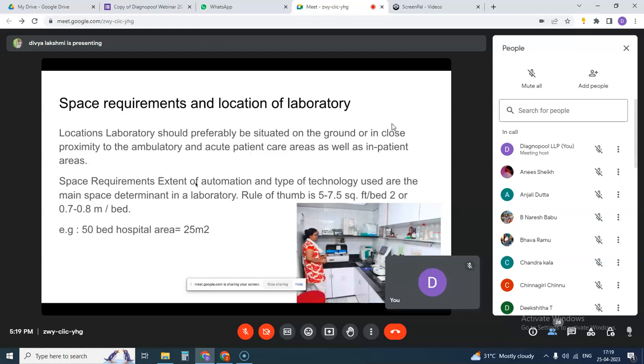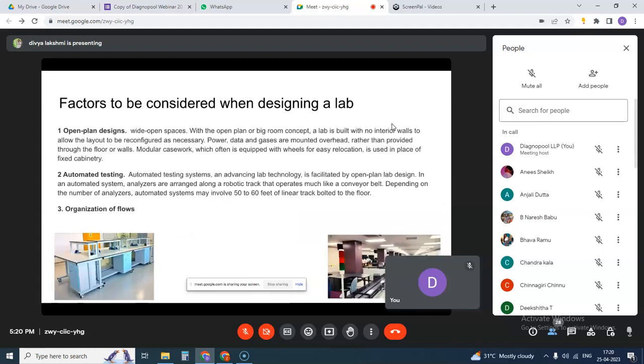The minimum space requirement for the lab is 5 to 7.5 square feet per bed, or 0.7 to 0.8 square meter per bed. That is, in a 50-bedded hospital, at least a minimum of 25 square meter area is a must. If it is a 100-bedded hospital, at least 50 square meter area. This is the basic minimum requirement. The space should be there for a lab, irrespective of the test, depending upon the sample receiving and the type of tests done in the lab.